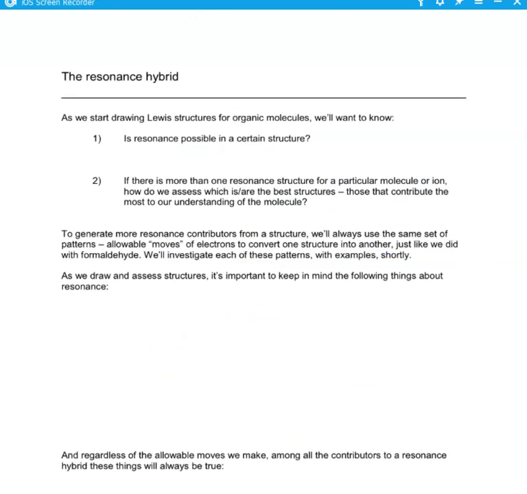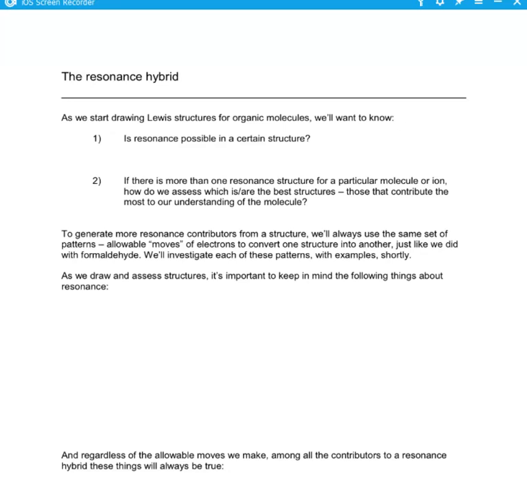Okay, so the resonance hybrid. We started with Lewis structures a little while ago. We reviewed what it takes to draw a Lewis structure, how you put one together. Then we started looking at different ways of drawing organic molecules, and then we extended our discussion to different functional groups, which is going to hopefully make our drawing a little bit easier. If we know, for example, that we have to draw a ketone, we know what functional motif that's going to incorporate.